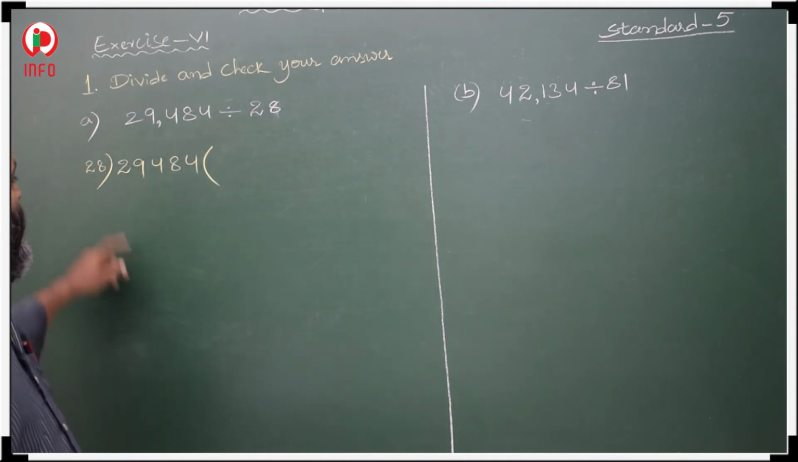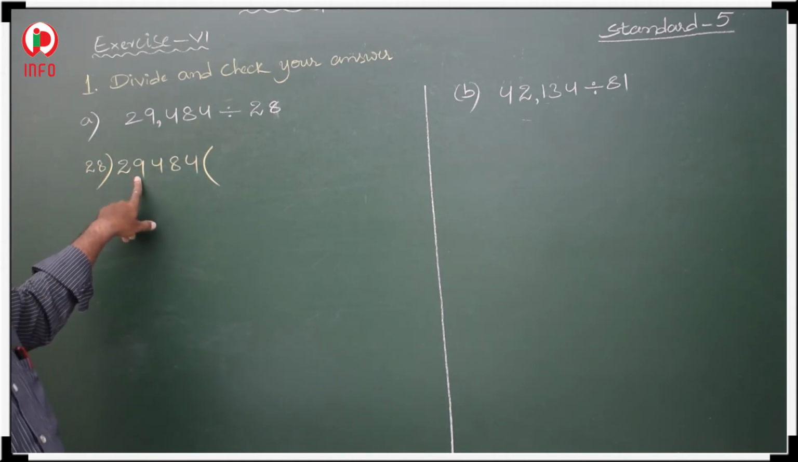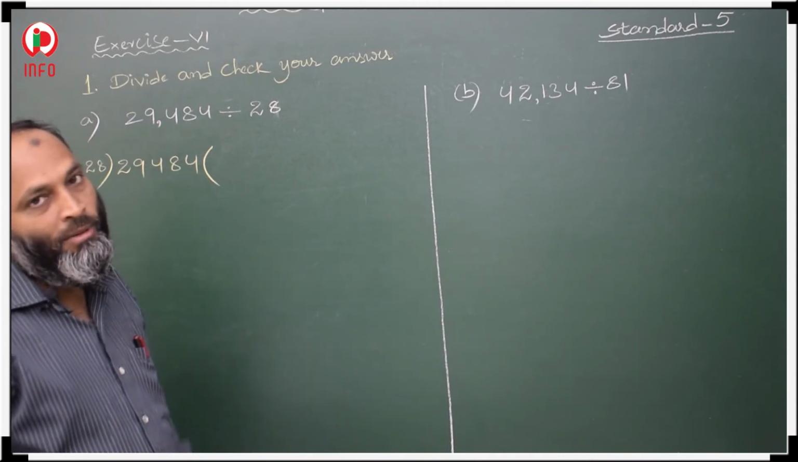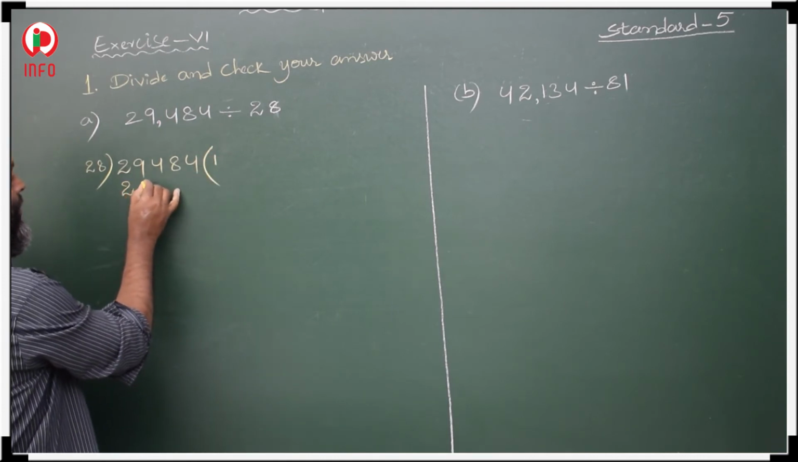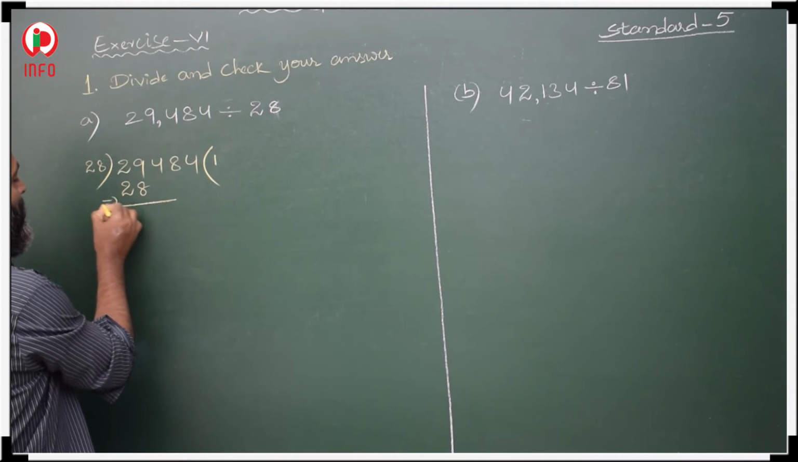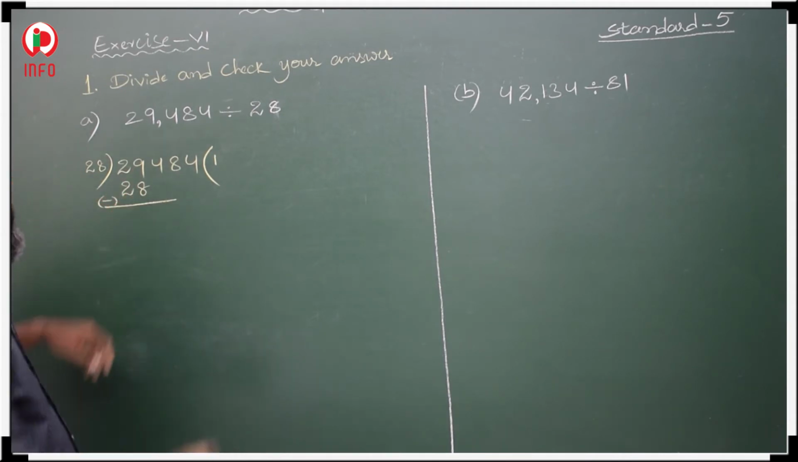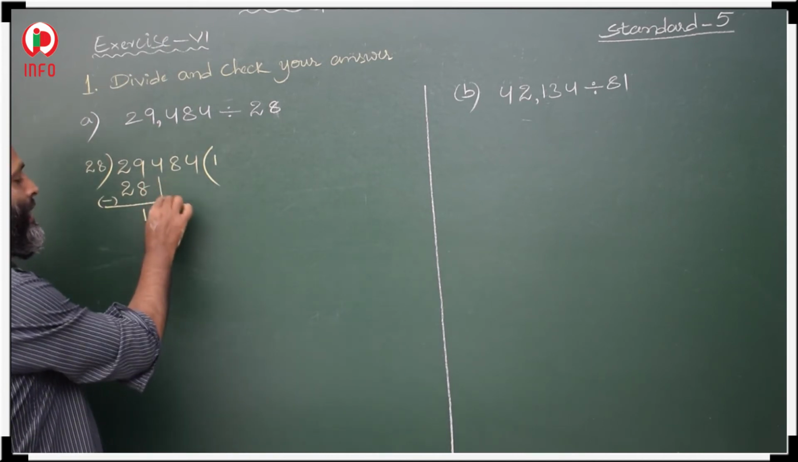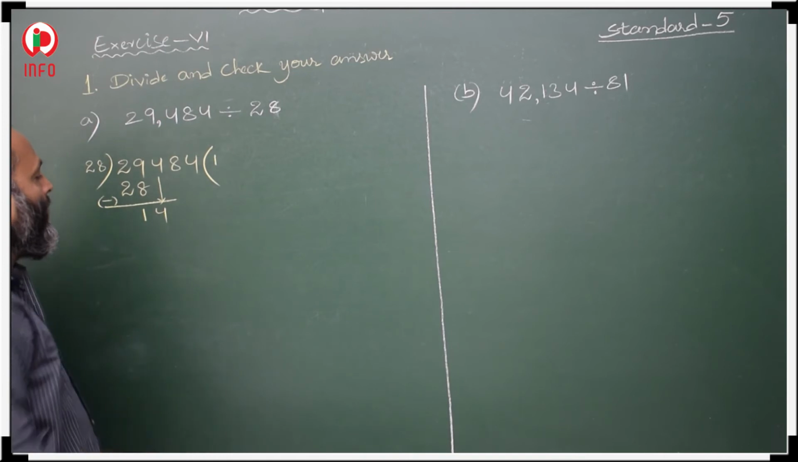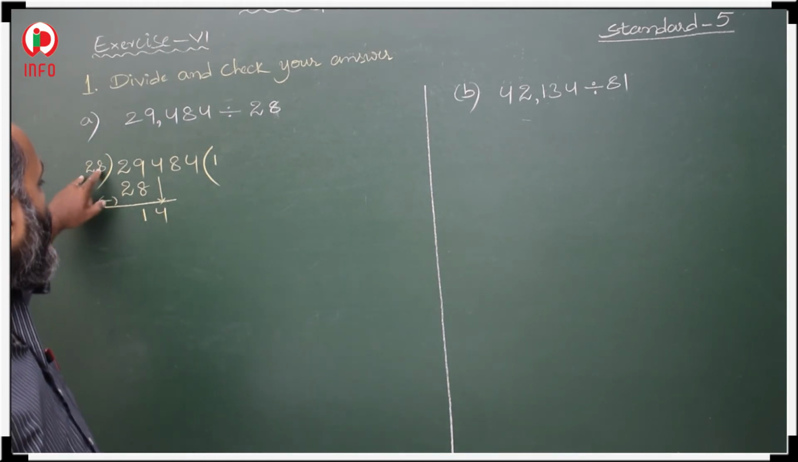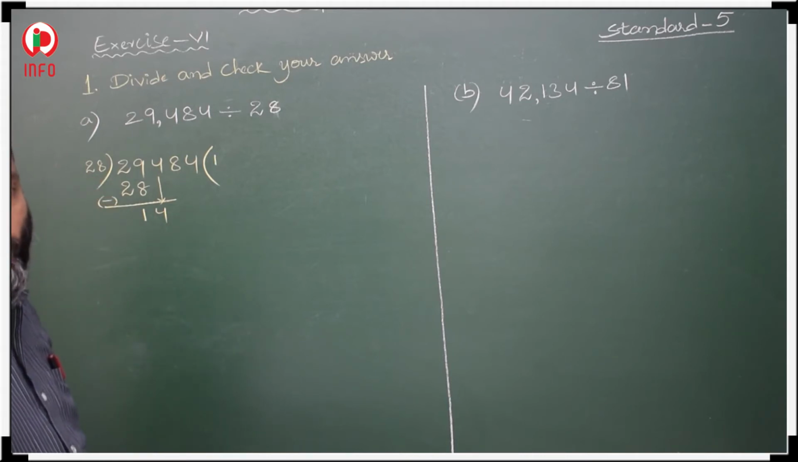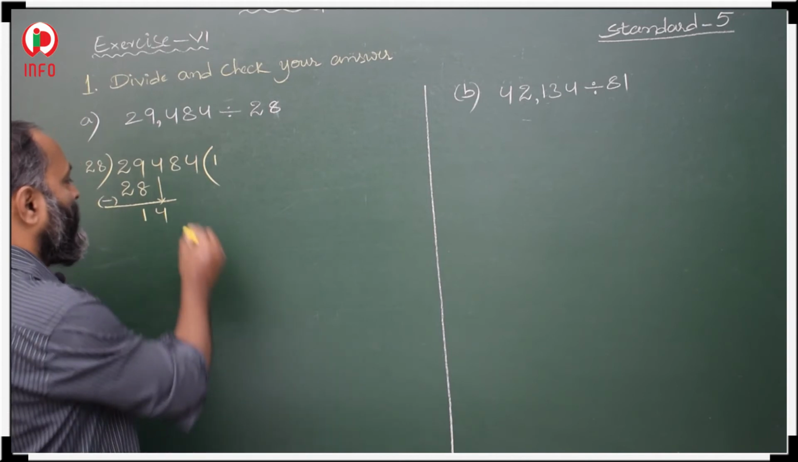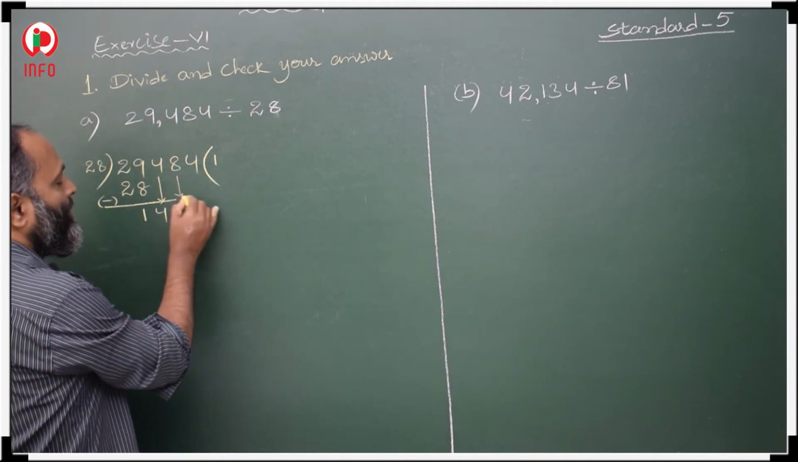Now in the 28 table, when will we get 29? It is very easy. 28 ones only. 28. Then minus: 9 minus 8 is 1. Then after that the very next number we have to copy, that is 4. Now you check here 14 and 28. 14 is less than 28. If 14 is less than 28, it means we have to copy one more number, that is 8.